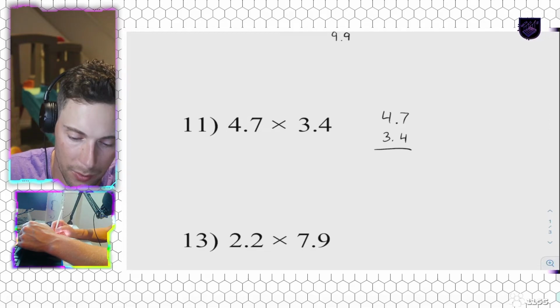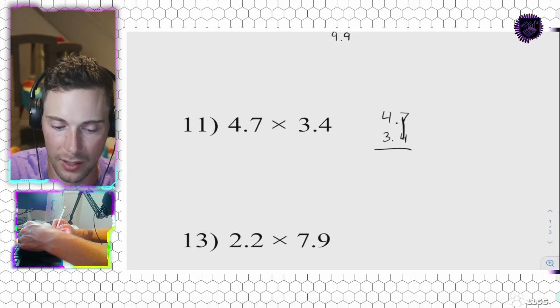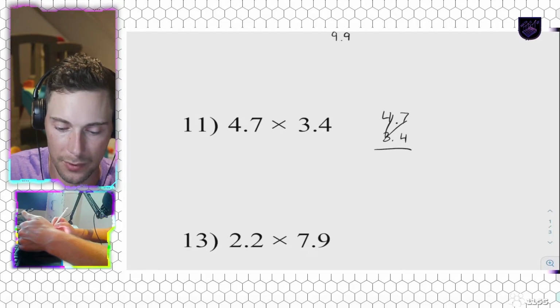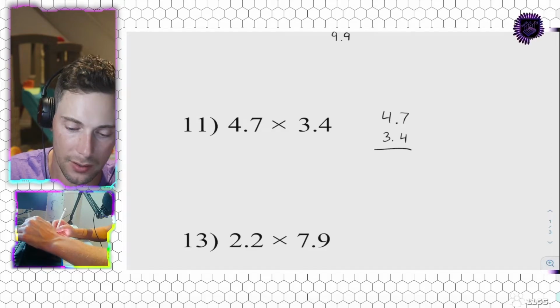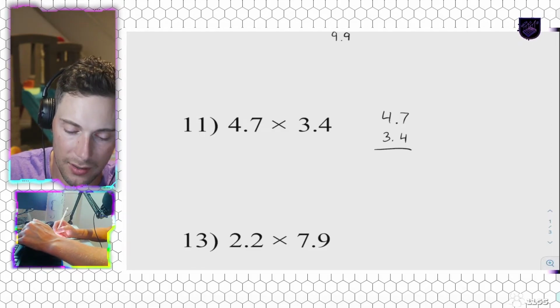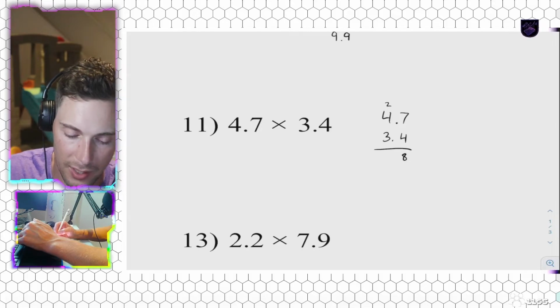So first we're going to go here and here, right? 4 times 47, and then we're going to go here and here. 30 times 47, or 3 times 47. So 4 times 7 is 28. We're going to put the 8, we're going to carry the 2. 4 times 4 is 16, plus 2 is 18.